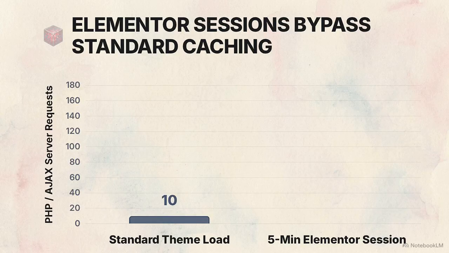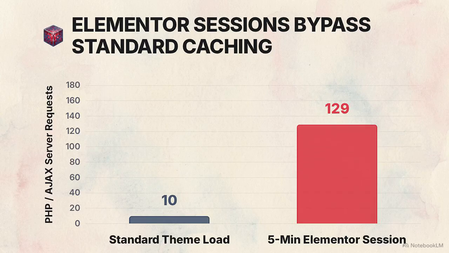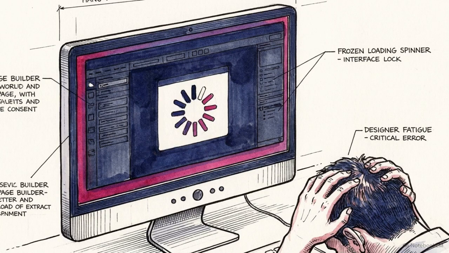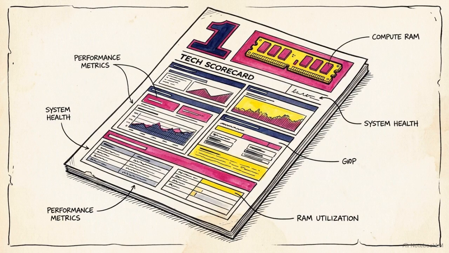A standard theme load is a single event, but a 5-minute Elementor session fires massive AJAX requests that bypass full-page caching. Every dragged widget or updated setting forces the server to do fresh, dynamic work. Saving a few dollars on generic hosting leads to workflow lag and unpredictable site instability. Smooth Elementor performance begins with an audit of the server infrastructure sitting underneath the plugin. This 5-factor infrastructure scorecard determines if a host can handle the load.